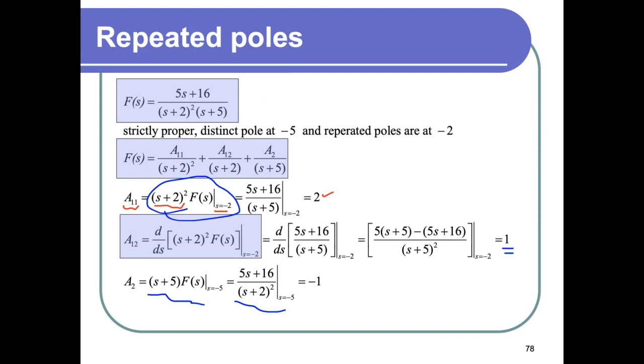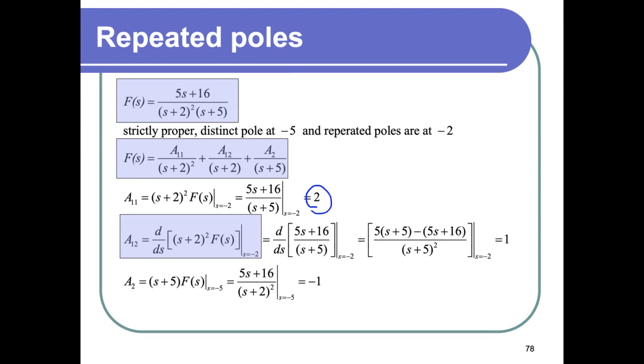Okay? So let's go through it step by step. We have two poles: a11 over s plus 2 squared plus a12 over s plus 2 plus a2 over s plus 5. Multiply f of s by s plus 2 squared and evaluate at minus 2, and you get minus 10 plus 6 over 3, so you will end up with 2.